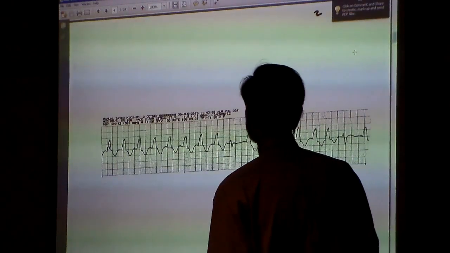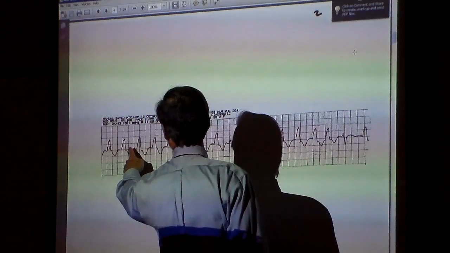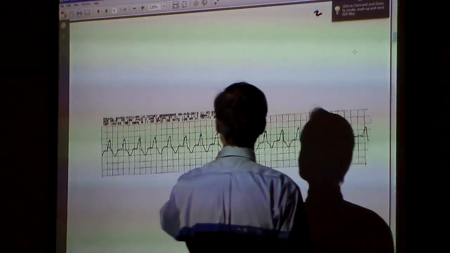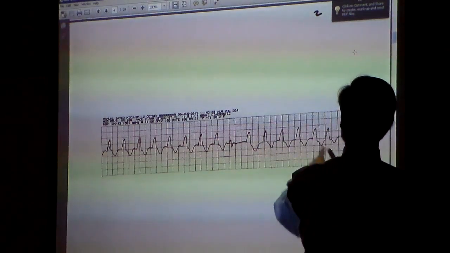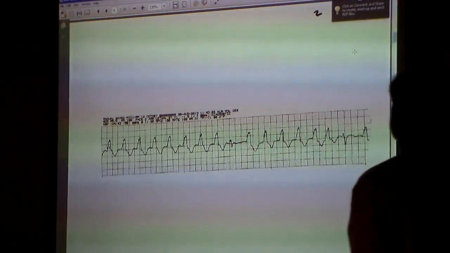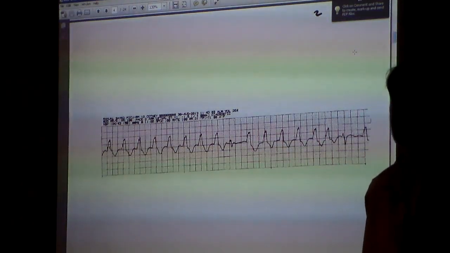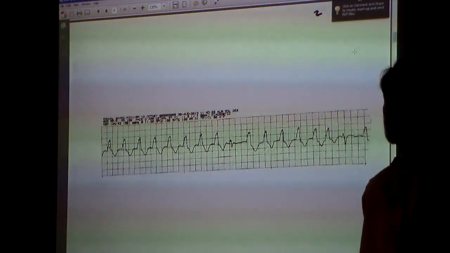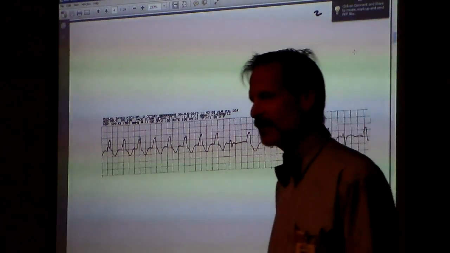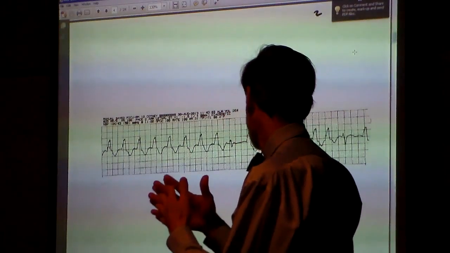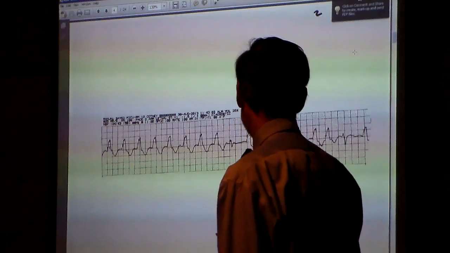Okay, and then also you can look and see, and maybe that is a P wave. That's probably a P wave. So you've got some things that tell you that there's AV dissociation. So if you see a capture beat or fusion beat, same thing, of just a melding of two beats, then that would tell you that it's VT.